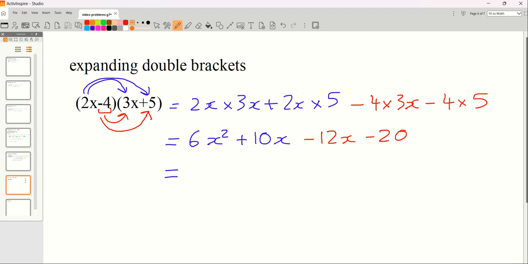So in the next part, we just need to combine the like terms. Our like terms are the 10x and the minus 12x. So 6x squared is our first term, it just stays as is. 10x minus 12x gives me a minus 2x because 10 minus 12 is a 2 and it's negative. The 12 is negative, so it will be controlling. So we end up with a minus 2 and we just write the x since they are like terms in terms of x. And then our final term will just be a minus 20. And that is it in regards to expanding double brackets.